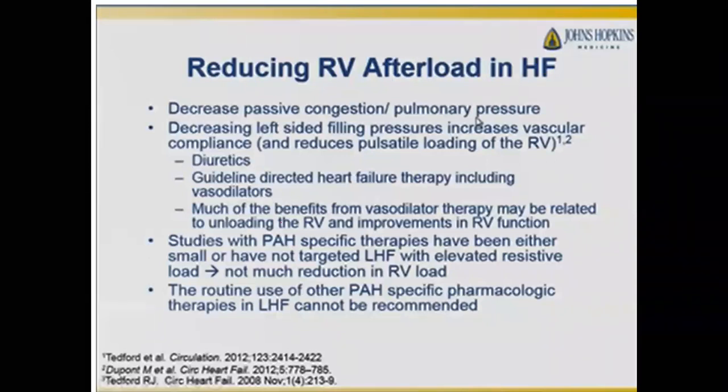The other goal is to reduce afterload, and this is also important, especially in certain conditions where underlying treatment is possible, like primary or pulmonary arterial hypertension. With vasoreactivity, one can give vasodilators. The other vasodilators which we use for left ventricular failure can also be used so that post-capillary pulmonary hypertension can be reduced. The routine use of PH-specific pharmacologic therapies in left heart failure cannot be recommended. So we cannot use this PH-specific treatment just for RV failure if there is no concomitant PH.